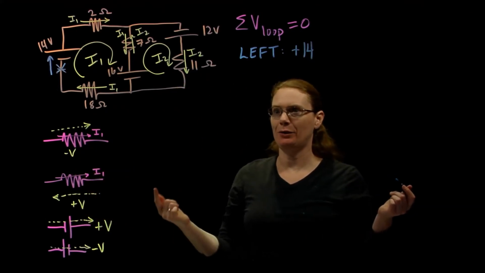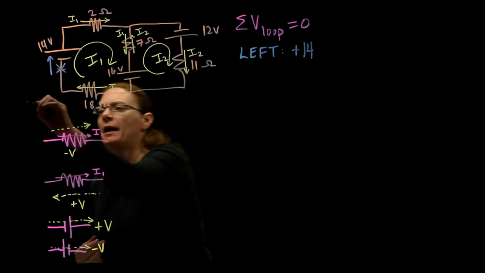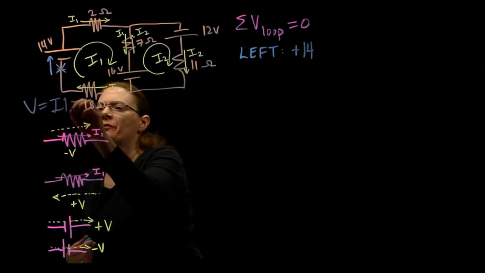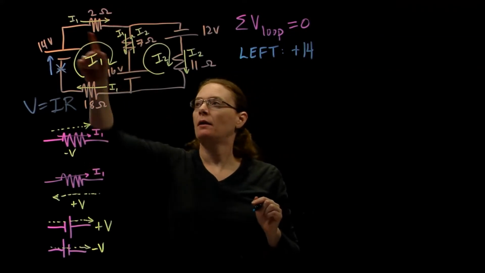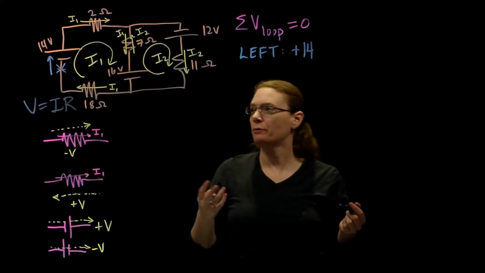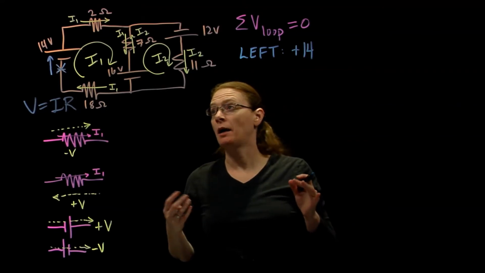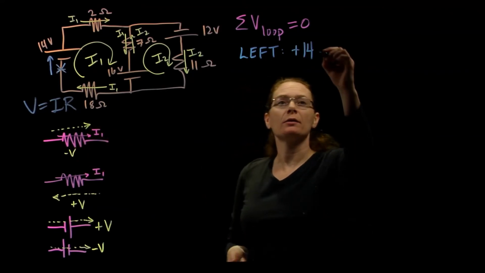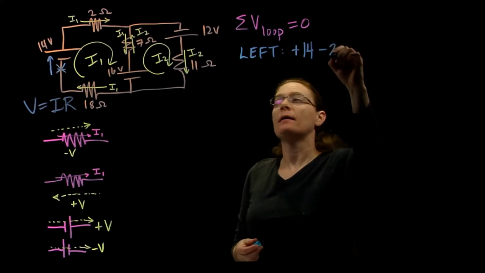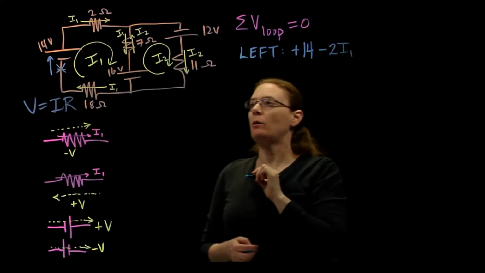And how do I know what the voltage is? For that, we're going back to Ohm's law. Voltage is current times resistance. I know what the resistance is, and I know the current's I1. So the voltage is going to be I1 times 2 ohms. And we know it's negative because we're walking with it. So I'm walking with it, negative, and then it's 2 times current I1.